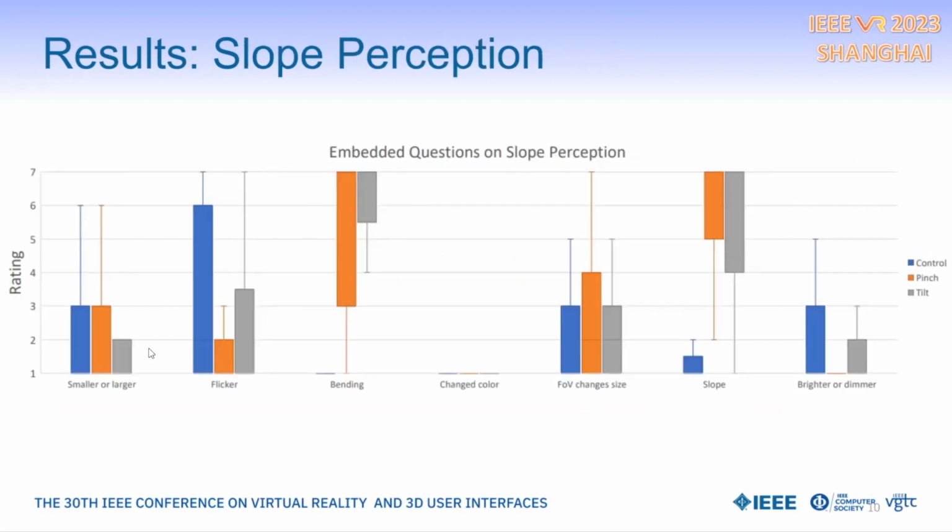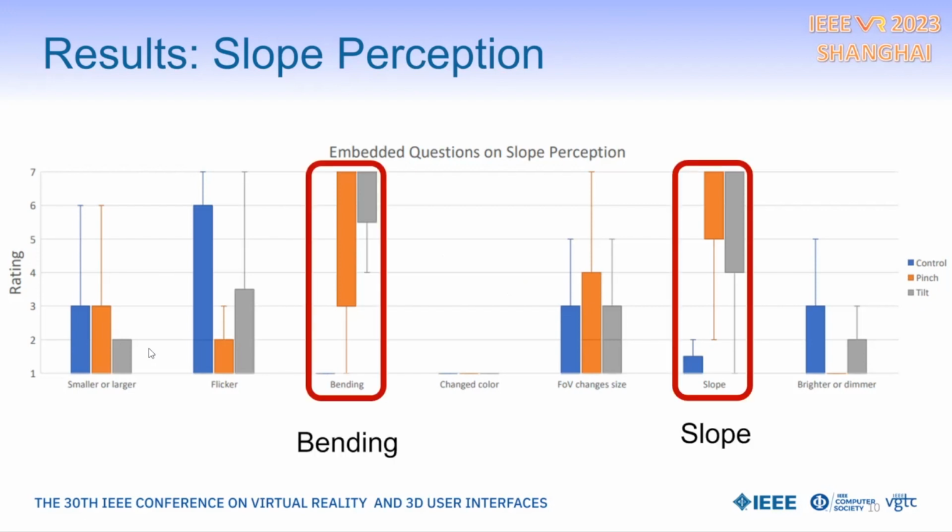For slope perception, here are the box plots for the answers to all the questions. The median rating for the questions on bending and slope perception was 7 in conditions with deformation, which is the highest possible rating. And the median for all other questions were either 1 or 2. This result indicates our technique creates a realistic feeling of being on a slope, while users were actually standing still on a flat surface in the real world. One participant mentioned it felt like a ball rolling down a hill, and that's how I got the title.